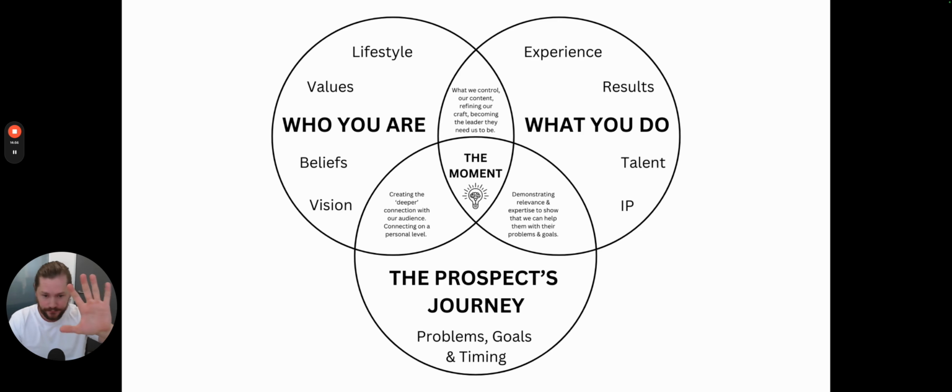All right, now, the final circle, the prospect's journey. Those top 2, we can control those. That's just what we put out into the world. That's the content that we share. This third one is not directly in our control. We can stack the deck, so to speak, but this is the timeline that each one of the individual people in your ecosystem following your content is on relative to the problems they want to solve, the goals that they have.